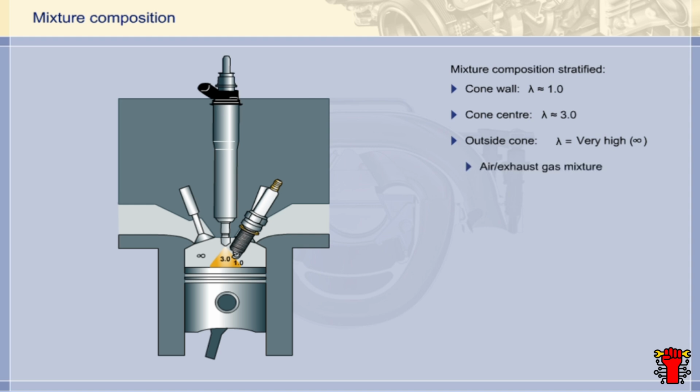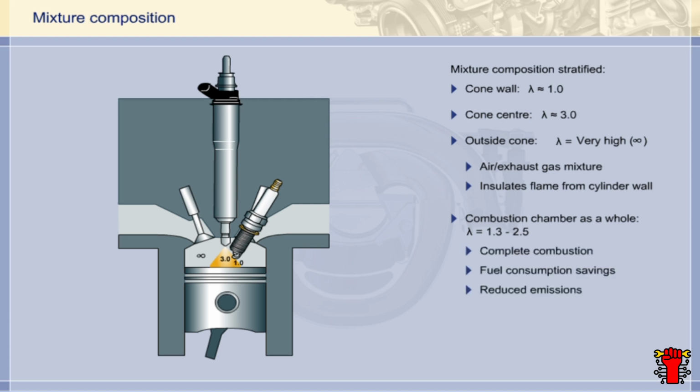Strictly speaking, this is an air exhaust gas mixture, since external exhaust gas recirculation is activated in stratified charge mode. This air exhaust gas layer insulates the flame from the cylinder wall, thereby stabilizing the combustion temperature. The average lambda value for the combustion chamber as a whole is between 1.3 and 2.5. A lean mixture like this ensures complete combustion. This reduces fuel consumption and consequently pollutant emissions substantially.